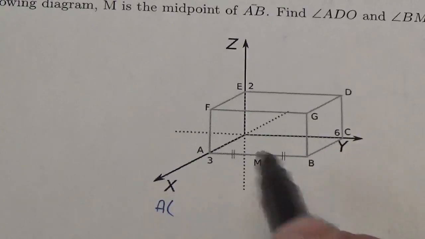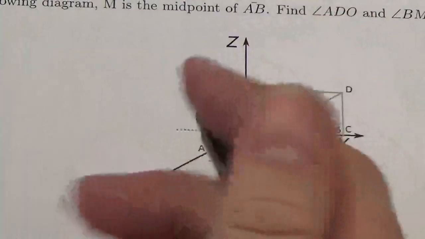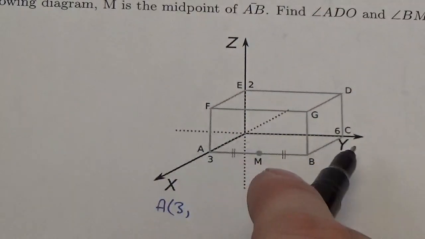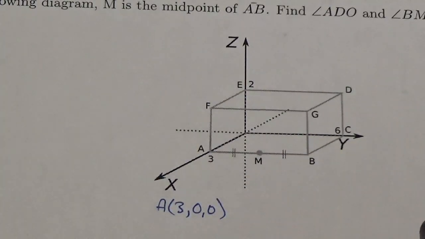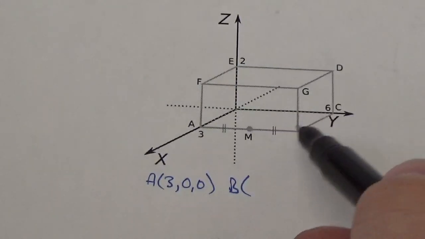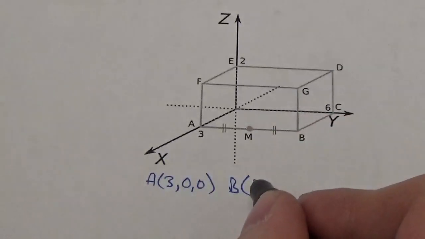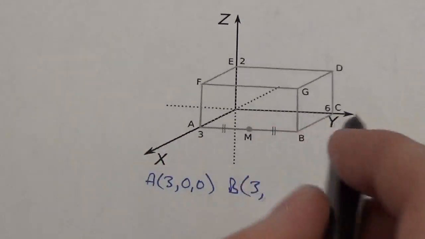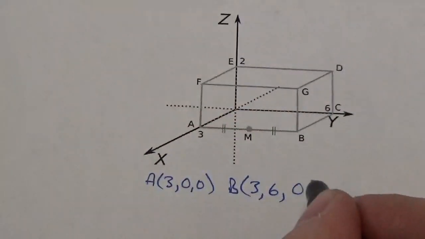A has come along the x-axis here 3 units. I'm assuming out here is going to be positive, so 3, comma, and then it hasn't moved along the y-axis or the z-axis, so it's going to be 0, 0. B over here has also come out the same number of units along the x-axis, so that's going to be 3. But this has also moved along the y-axis, and I can see from there it's going to be 6. But it's still at the 0 mark for the z-axis, so it's going to be 0 there.